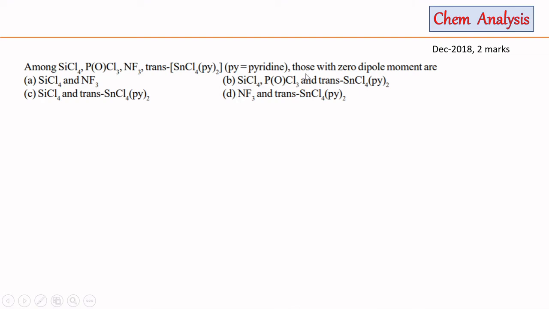So in this question we have to tell about the species which have zero dipole moment. Now to calculate the dipole moment we have to first know the structure of the compound. For SiCl4 it is tetrahedral in geometry, that is, the shape of this compound is also tetrahedral, and in this case the dipole moment corresponding to these 3 Si-Cl bonds will be just opposite to that of this Si-Cl bond. In this case dipole moment will be directed in this axis, and in this case dipole moment will be directed on the opposite axis.